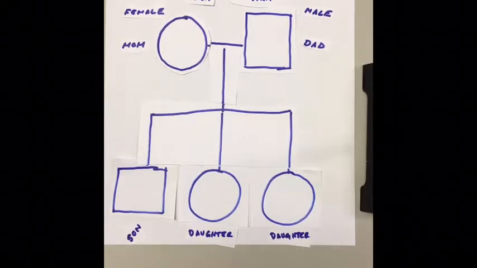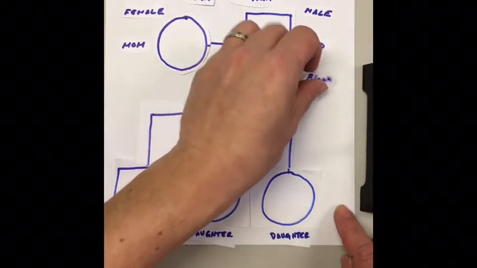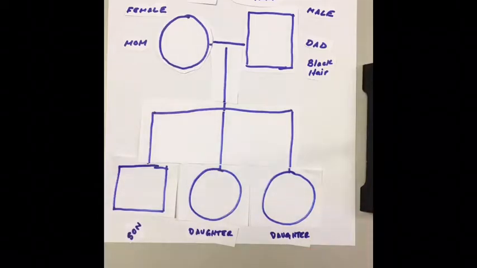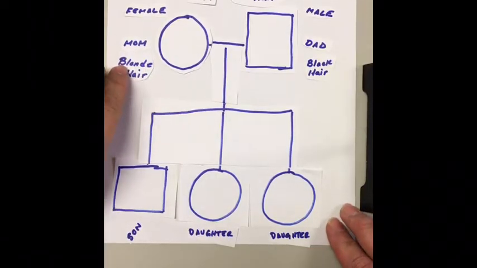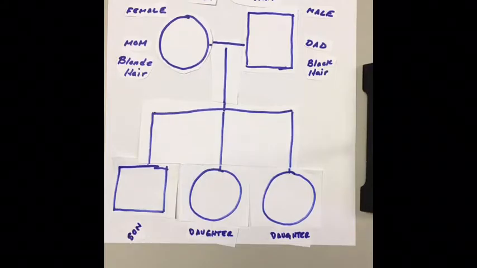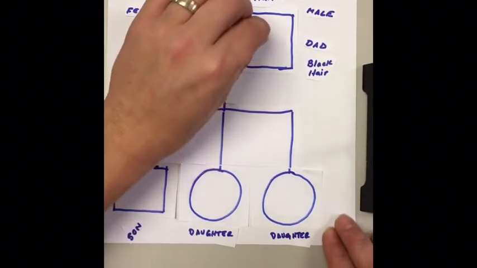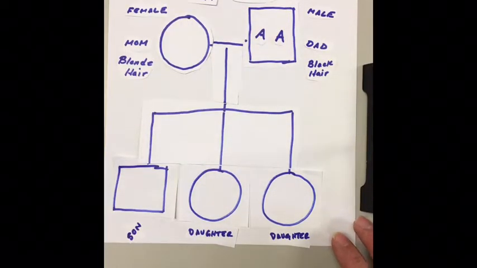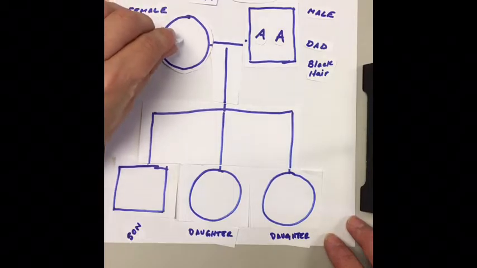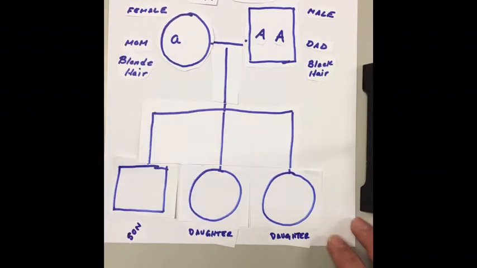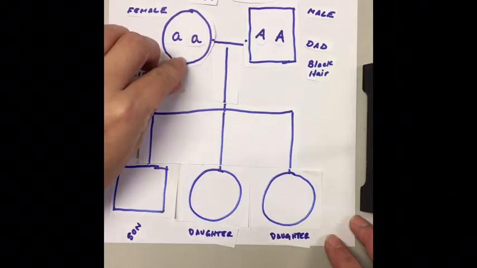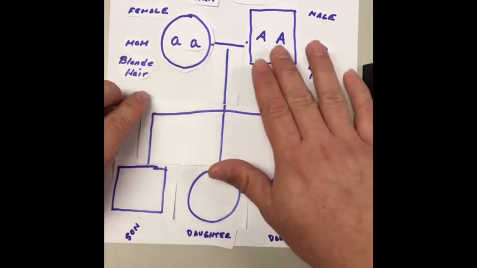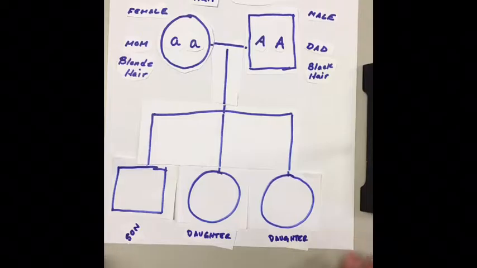Okay? Now, let's imagine that dad had black hair and mom had blonde hair. Okay, so what genotypes would they need? What gene combinations would they need to have black hair? So in this case, let's make dad homozygous dominant. And let's make mom blonde. Okay, so in order to be blonde, the only genotype you can have is homozygous recessive.